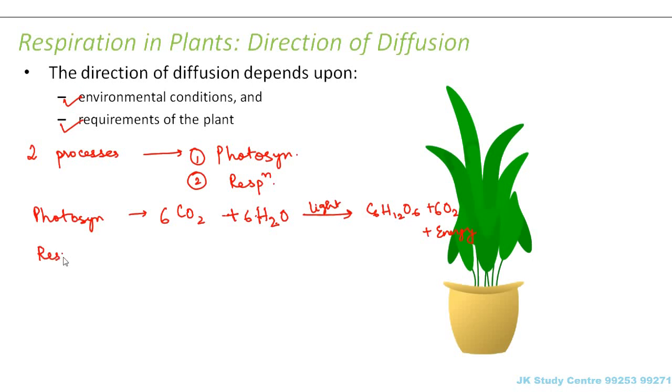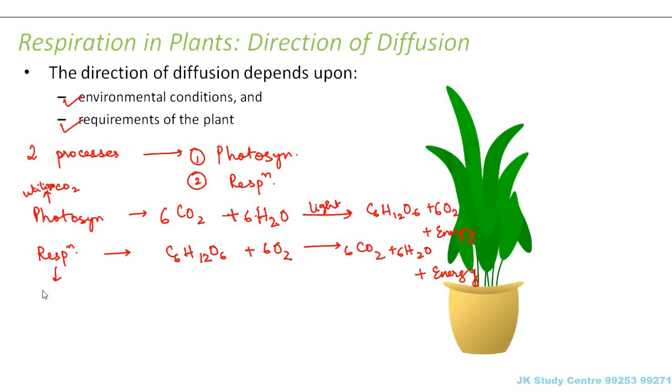And what happens in respiration? In respiration, glucose is broken down, or glucose is oxidized, to give carbon dioxide plus water plus energy. Right? So what do we see? Photosynthesis utilizes carbon dioxide, so this process needs carbon dioxide, whereas respiration needs oxygen, right?